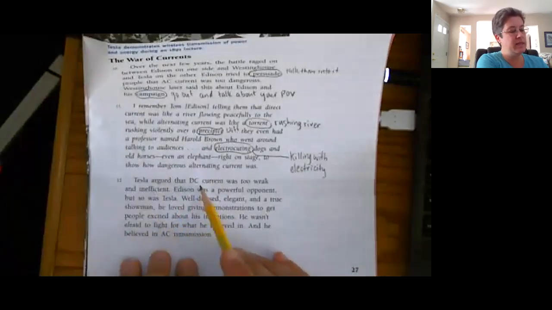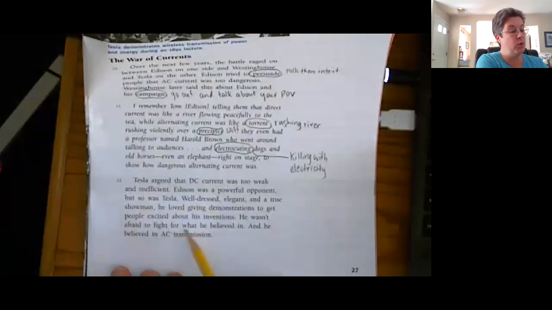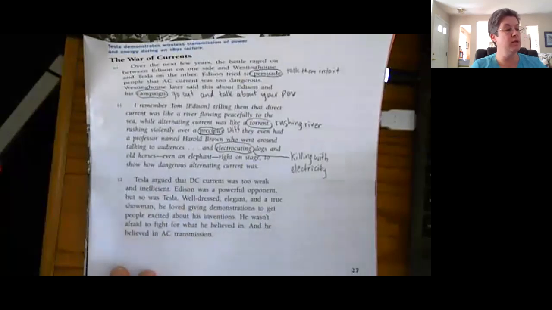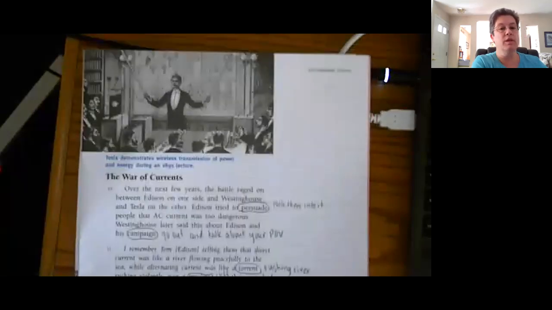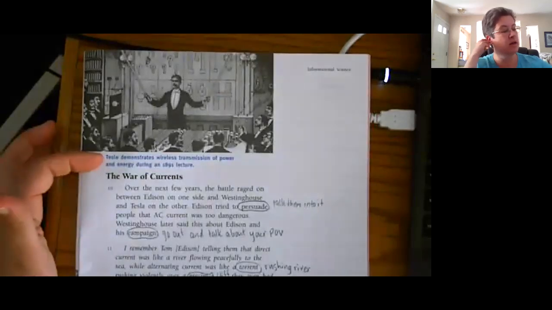Tesla argued that DC current was too weak and inefficient. Edison was a powerful opponent, but so was Tesla. Well-dressed, elegant, and a true showman, he loved giving demonstrations to get people excited about his inventions. He wasn't afraid to fight for what he believed in, and he believed in AC transmission. So at the top of the page, here's a picture where Tesla demonstrates wireless transmission of power and energy during an 1891 lecture.